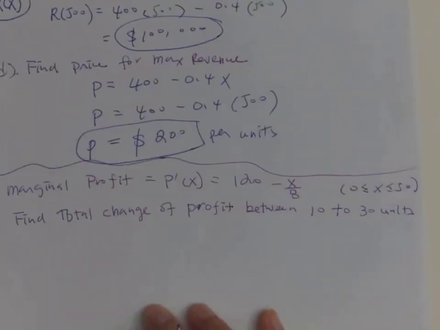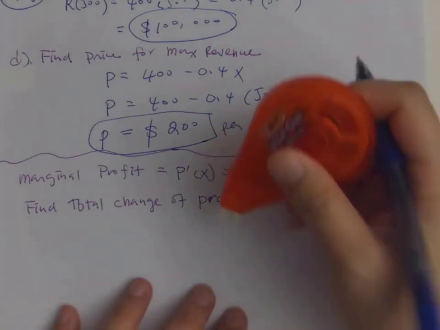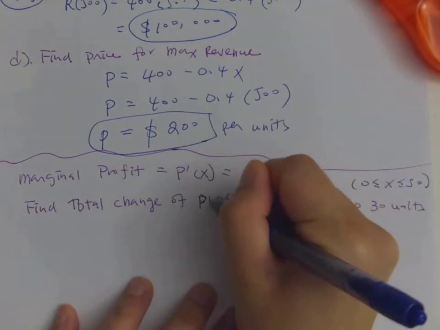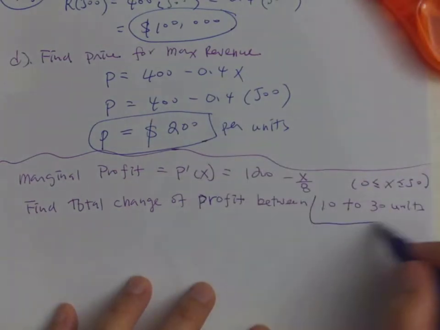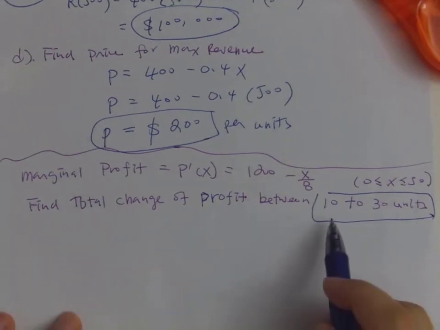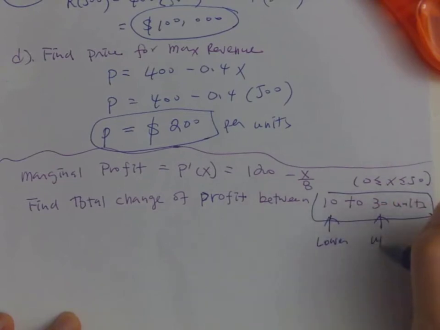Another question you may see on the test will give you a marginal profit function, and they want you to find the total change of profit from 10 to 30 units. So we're going to use an integral to do it, and this would be my lower and upper limit.